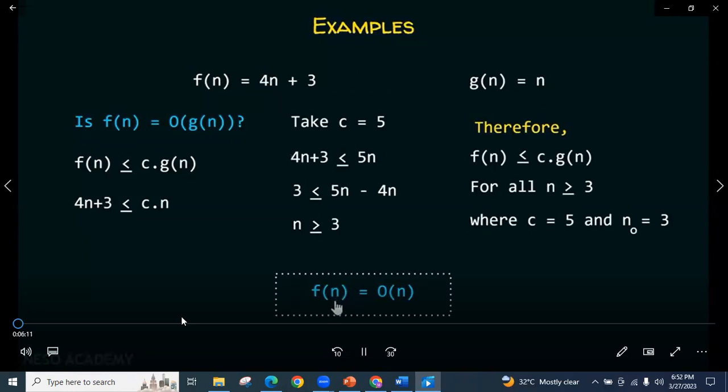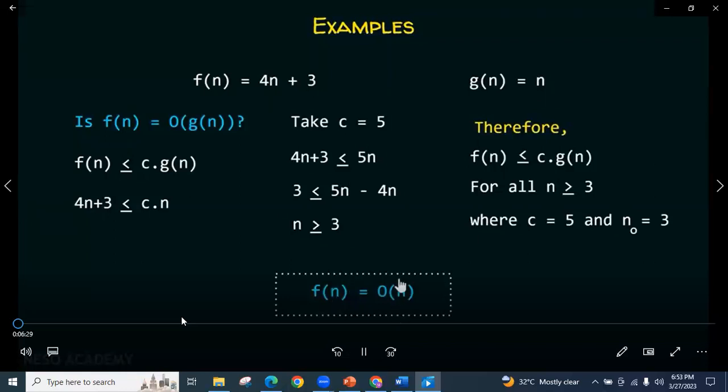It always grows linearly. And we can clearly see this from this function as well. This is 4n plus 3. These are constants, right? And this is the n term, which is playing the important role. Fn equals big O of n simply means that in the worst case, Fn can grow linearly.